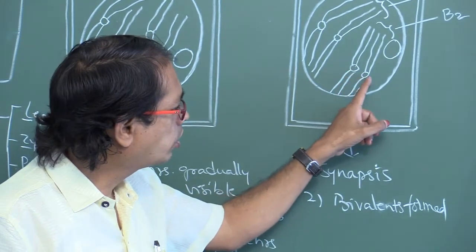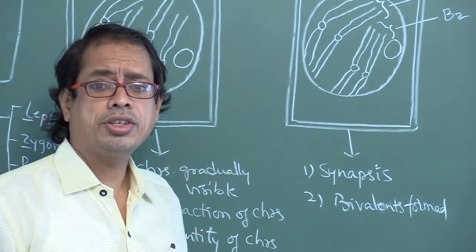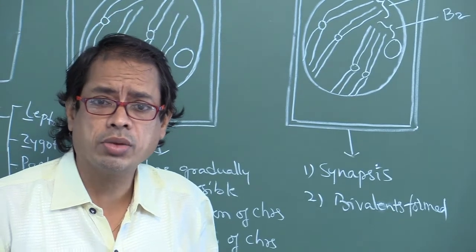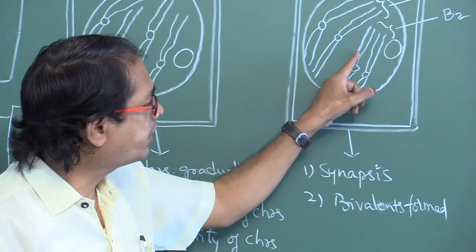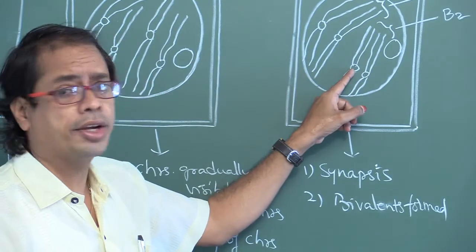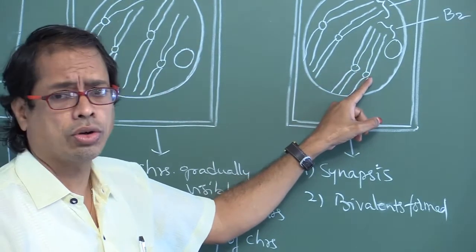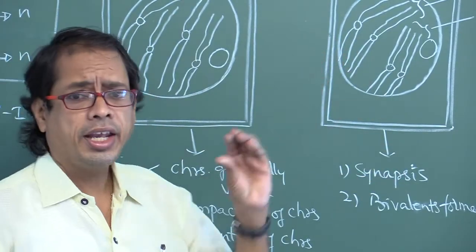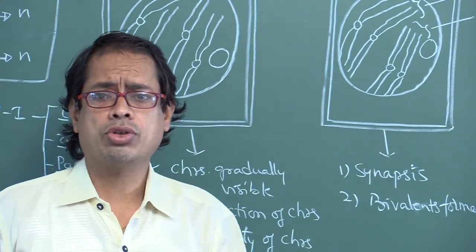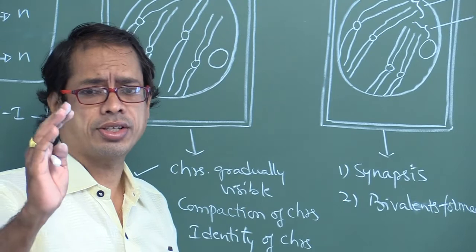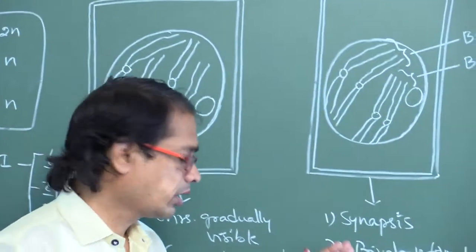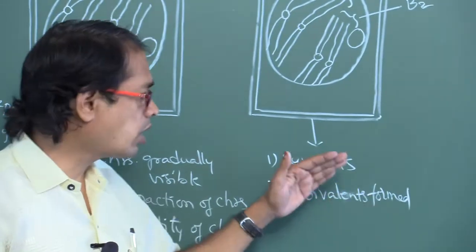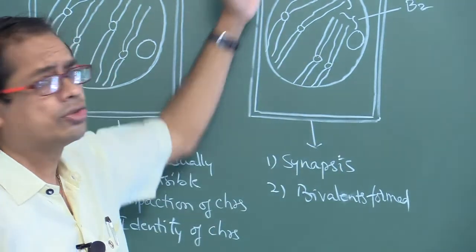Number of centromeres means 2. In each centromere, how many kinetochores are present? Each chromosome has 2 chromatids, so 2 kinetochores. Here also 2 kinetochores. 4 kinetochores are present. So, pairing of homologous chromosomes is called synapsis. Next one, bivalents are formed. These two are the important characteristics of zygotene.